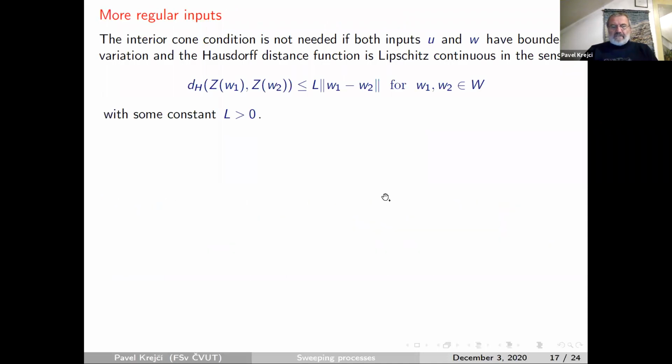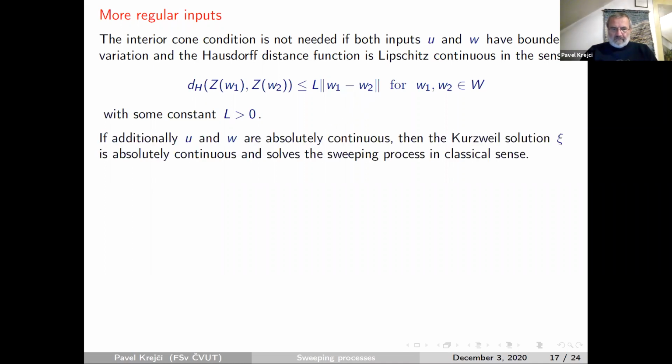Now, what happens if the inputs are more regular? For example, the cone condition is not needed if the inputs have bounded variation and if the Hausdorff distance function is Lipschitz continuous. Then we have a bound for the total variation anyway, and we don't have to refer to the cone condition at all.